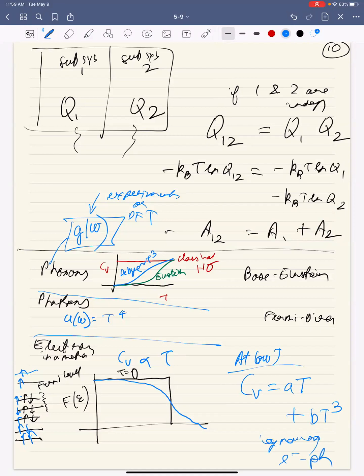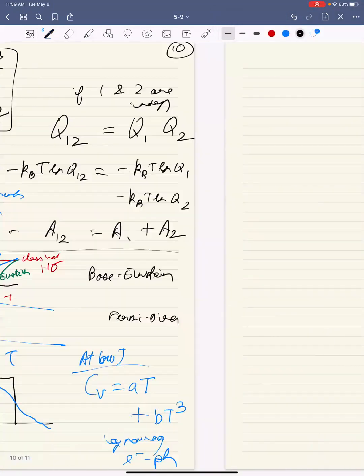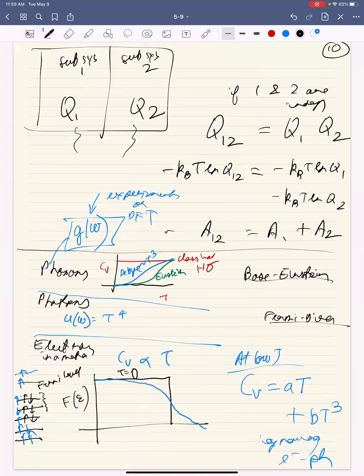You will have to worry about what happens when electrons talk to phonons. So we did this, then we moved to interacting systems. Oh yeah, and we also talk about Bose-Einstein and Fermi-Dirac, the quantum statistics.